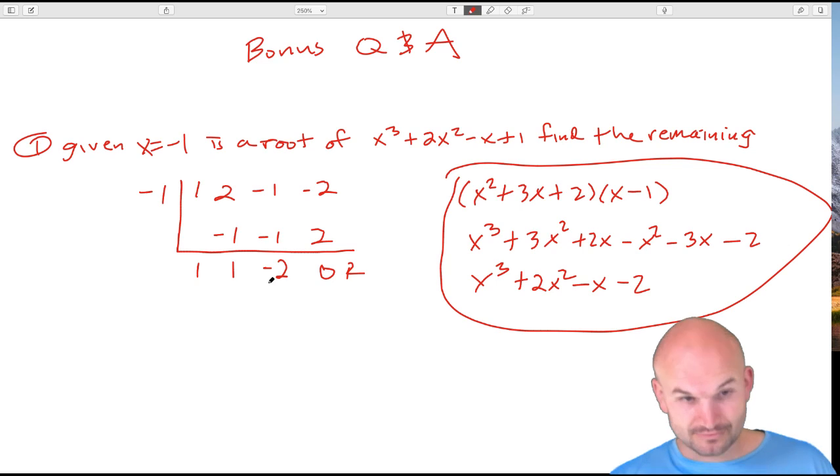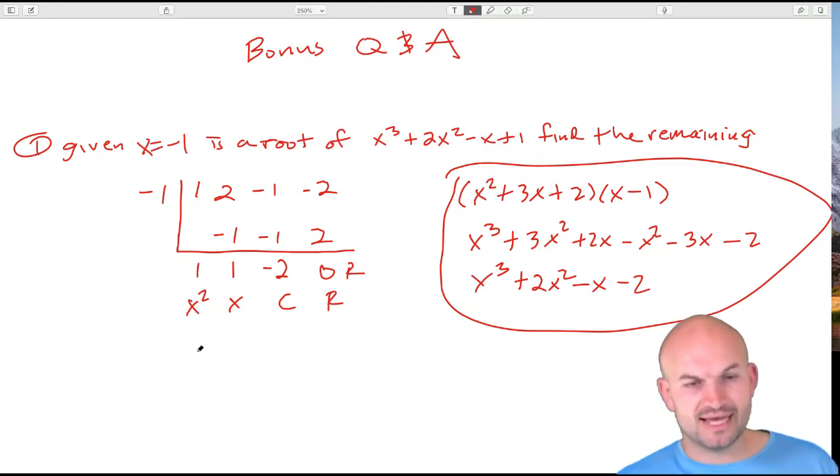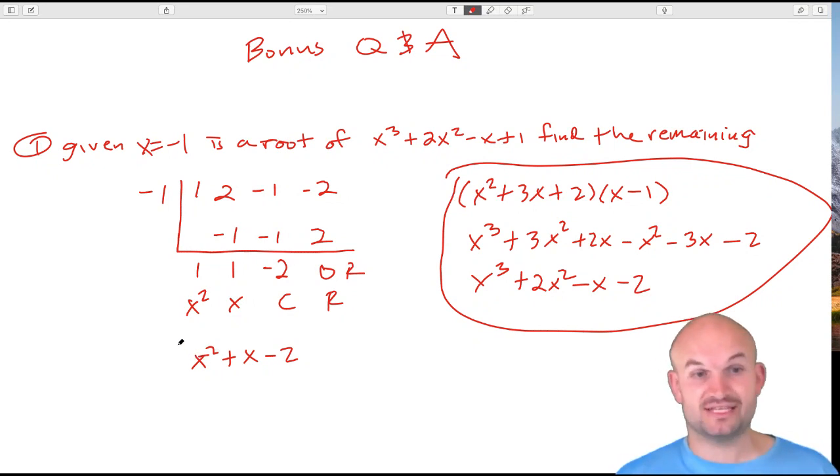Now again, this means that it divides, but we've got to further understand what this is. So this is your remainder, constant, coefficient of your linear, coefficient of your quadratic. So this divides into this. That gives us a quotient here of x squared plus x minus 2. So this is a factor. And if we want to find the roots, then we just need to further factor this down.